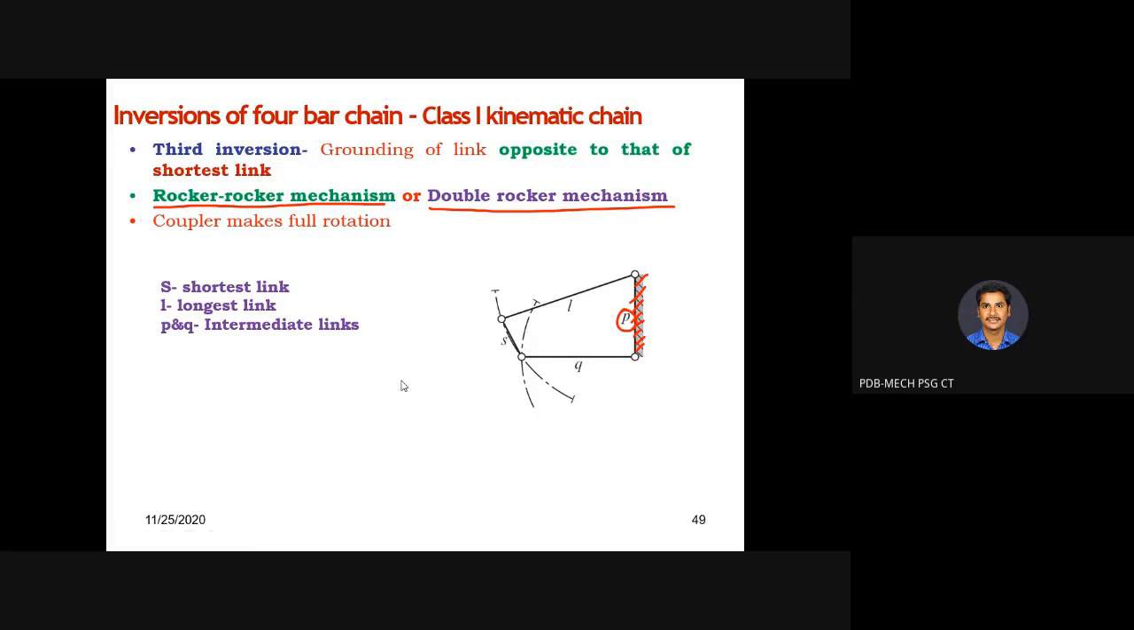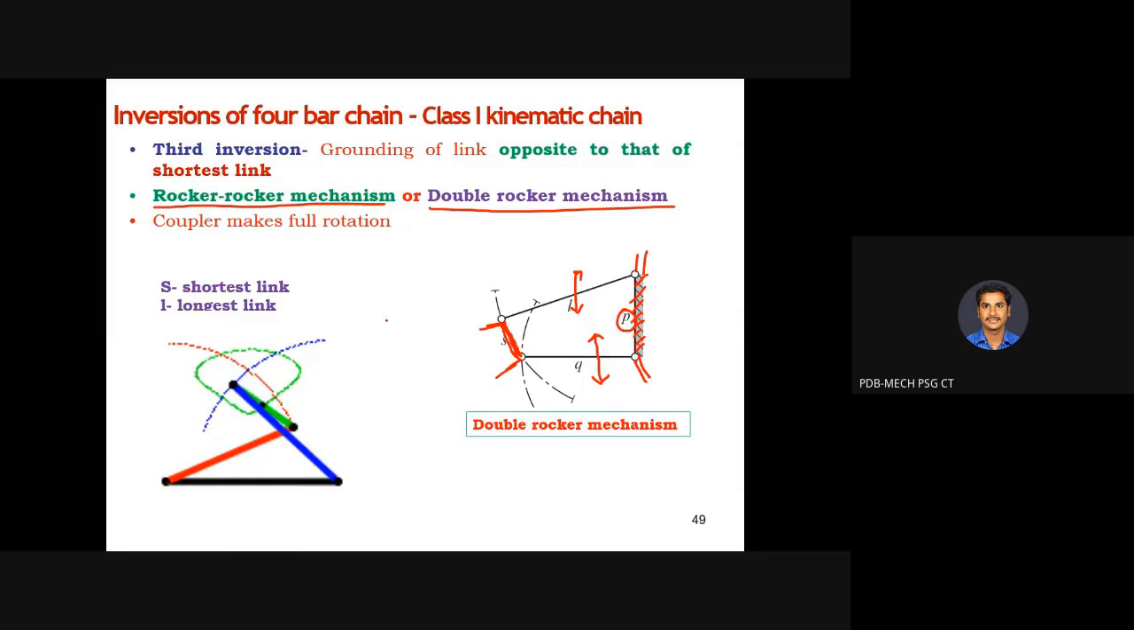But the coupler makes a full rotation, and the prime mover cannot be connected with the coupler because it is a moving part. The prime mover can be connected with either Q or L. Here S is acting like the coupler, so S cannot be connected with the prime mover. You can connect your prime mover either here or here. In that case, L makes partial rotation and Q also makes partial rotation, so you will be getting a double rocker mechanism.